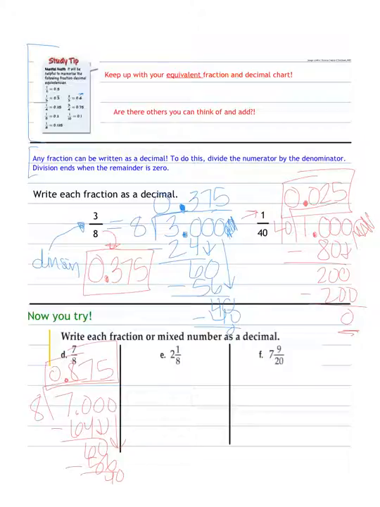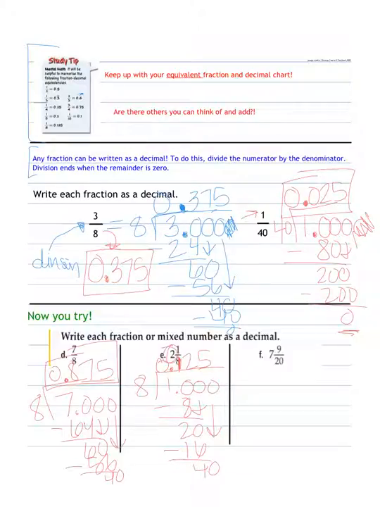2 1/8, so I'm going to leave my 2 for now. I'm just going to do 1 divided by 8, add a decimal, bunch of zeros. 8 can't go into 1, can go into 10 one time. 1 times 8 is 8. 10 minus 8 is 2. Bring down a 0. Goes into it 2 times. 2 times 8 is 16. And then bring down a 0, and we get 0.125.